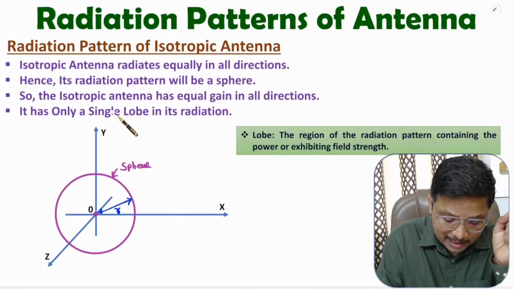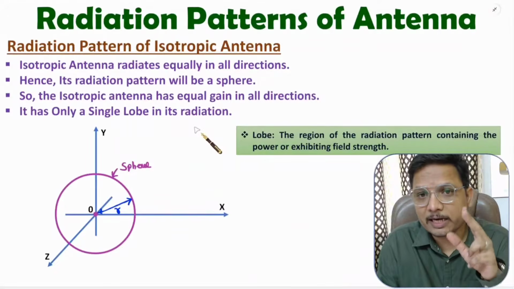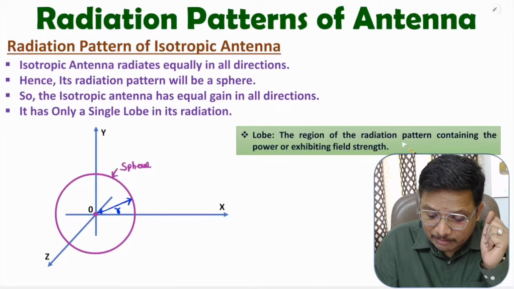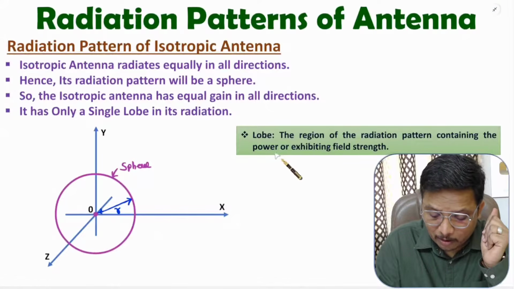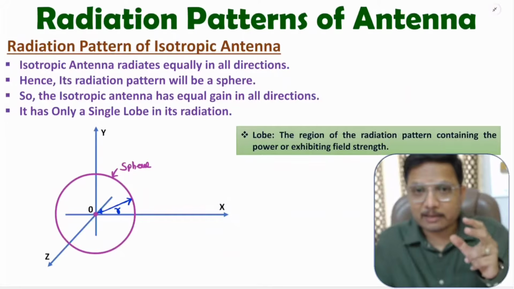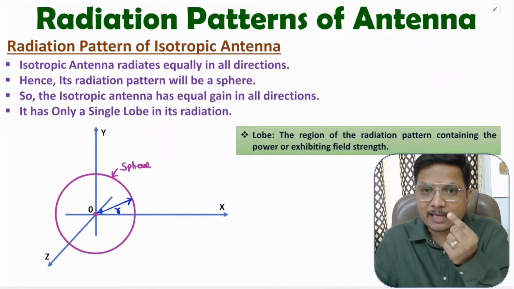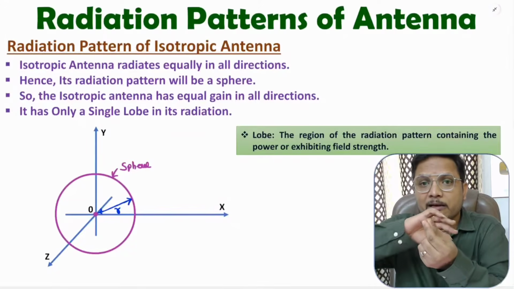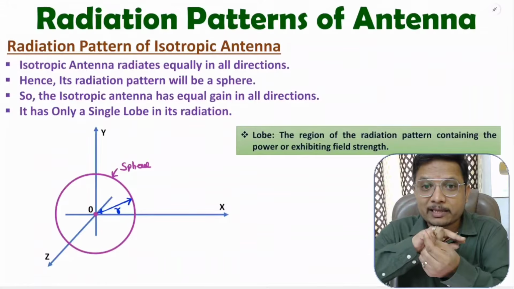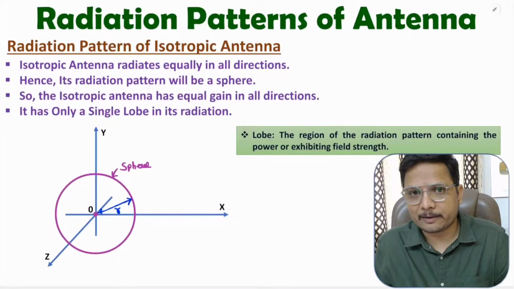Isotropic antenna has only a single lobe in its radiation. So first of all, you need to understand what is a lobe. See, lobe is a region of radiation pattern containing the power or exhibiting field strength. So lobe is a region which contains radiation power. Here with isotropic antenna, radiation is equal in all directions. So radiation pattern is a sphere over here, means only a single lobe is there, right?